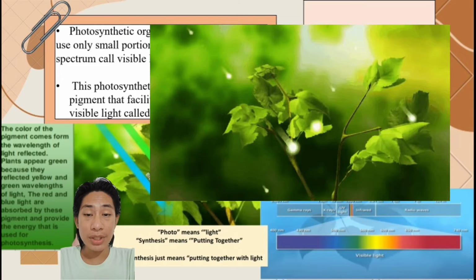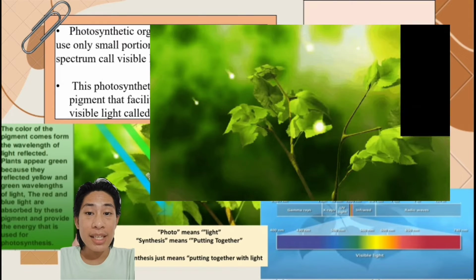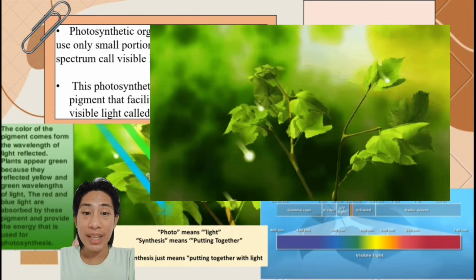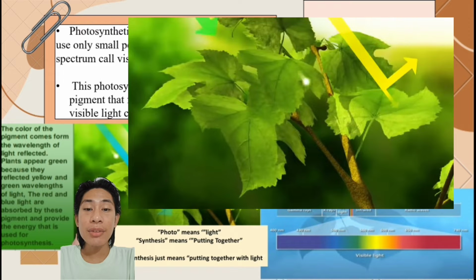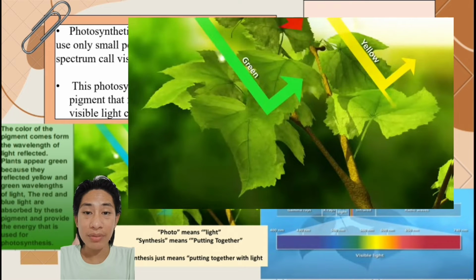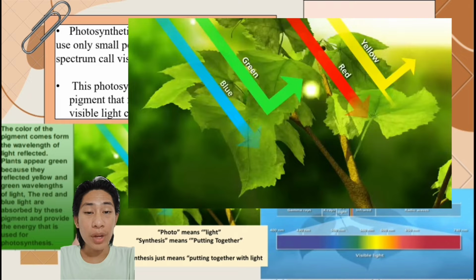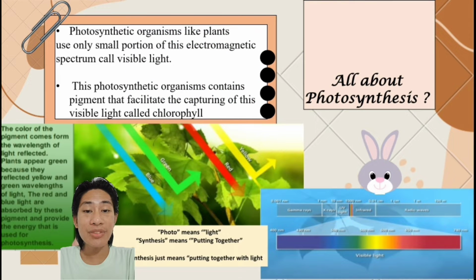Photosynthetic organisms contain pigments that facilitate the capturing of wavelengths of light in the visible light range. The color of the pigment comes from the wavelength of light reflected. Plants appear green because they reflect yellow and green wavelengths of light, while the red and blue wavelengths of light are absorbed by this pigment and provide energy that is used in photosynthesis.